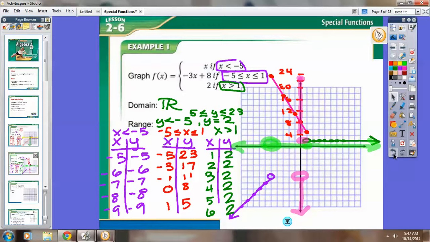If you would like to do your graphs all in pencil if you would. But if you want to do your domains and ranges in a different color, I think it helps to see your domain and range a little bit easier if you've got a different color. You're welcome to do that.